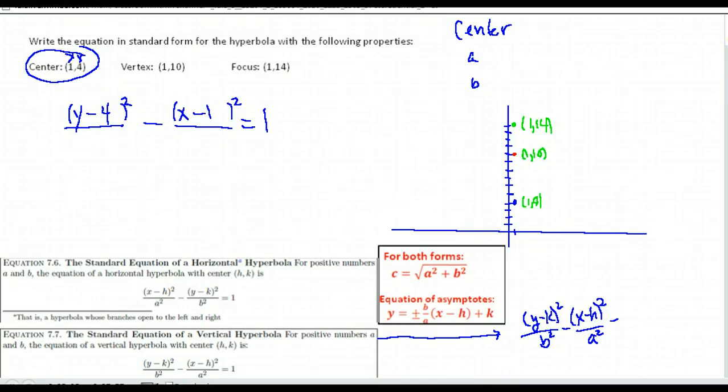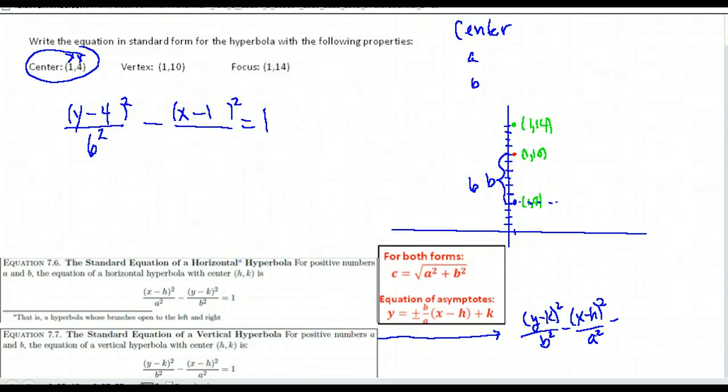Okay, now we need to know what goes in the bottom here. That would be our a squared and our b squared. Okay, so we need to know what a and b are. Well, we can see that b is the vertical distance from the center to the vertex. So this is my distance b. Okay, so how far is it from 4 to 10? It's a distance of 6. So under here, my b squared is going to be 6 squared. My a squared goes under the x. I need to find a.